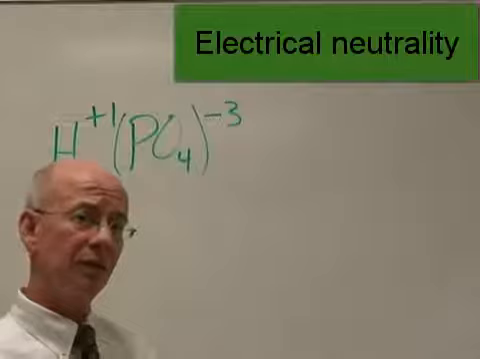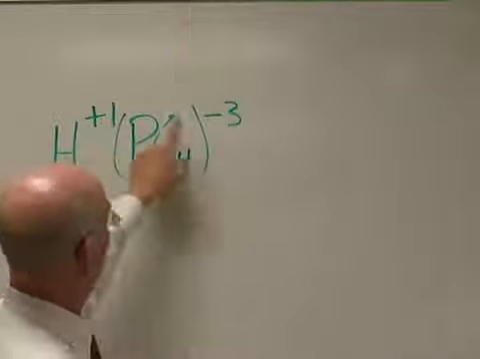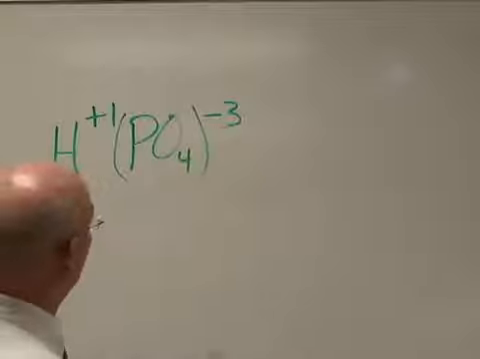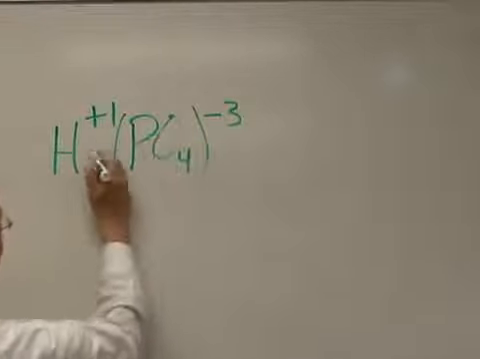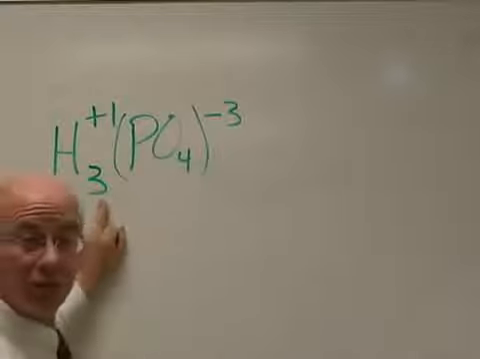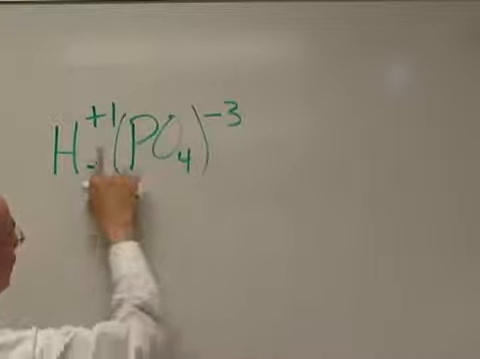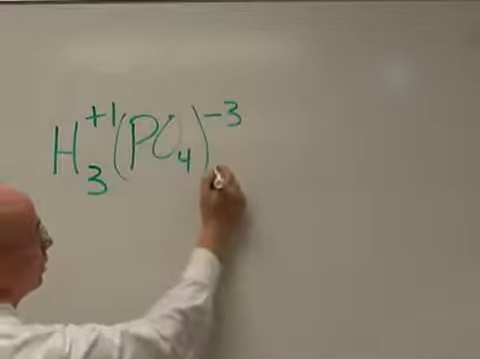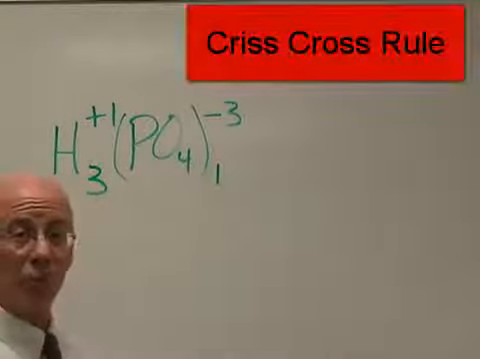Then the other condition for bonding is we need a neutral situation. +1 -3 is not neutral. So we would need 3 positives to balance the 3 negatives. To do that, we'd use 3 hydrogens, and that's where the subscript comes in. An easy way of looking at this is notice the 3 is here, and the 1, you don't have to write it, I could. Call this the crisscross rule, we'll get to that in a minute.